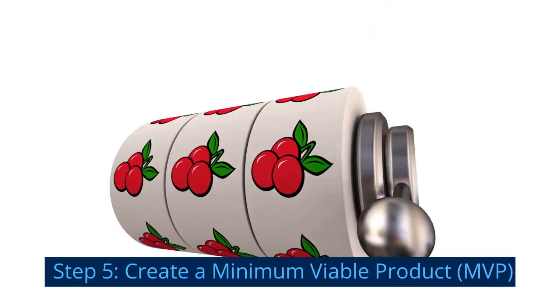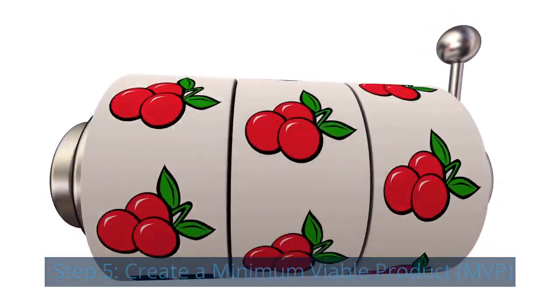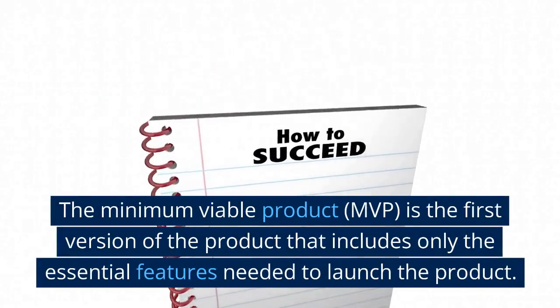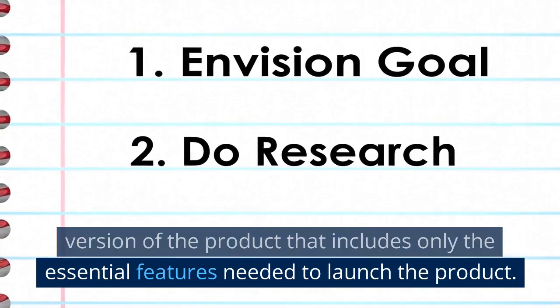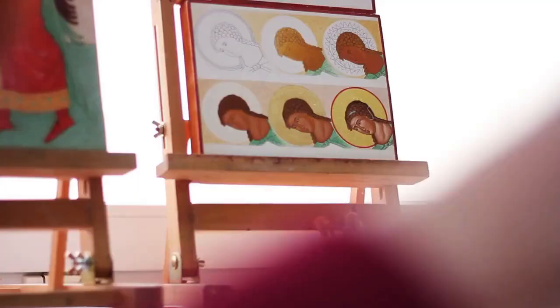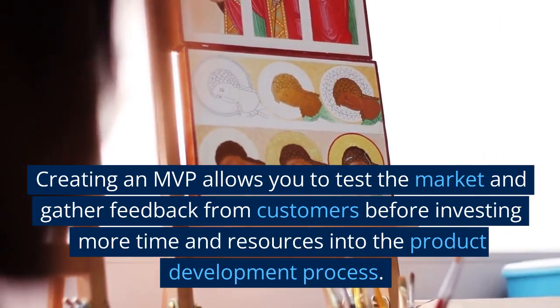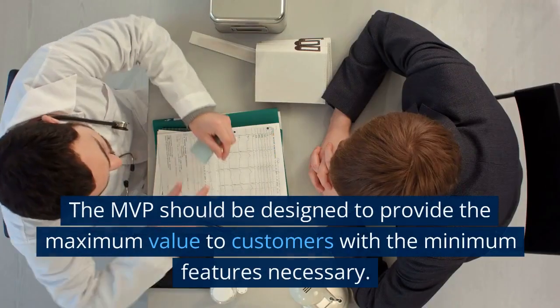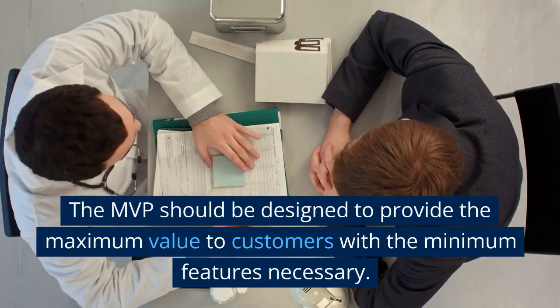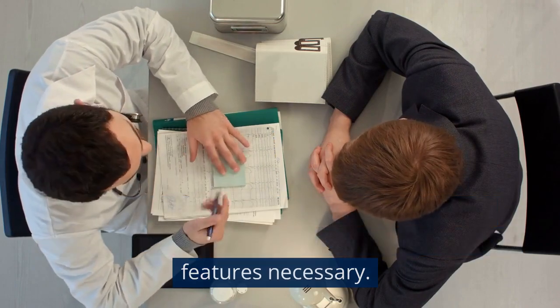Step 5. Create a minimum viable product, MVP. The minimum viable product, MVP, is the first version of the product that includes only the essential features needed to launch the product. Creating an MVP allows you to test the market and gather feedback from customers before investing more time and resources into the product development process. The MVP should be designed to provide the maximum value to customers with the minimum features necessary.